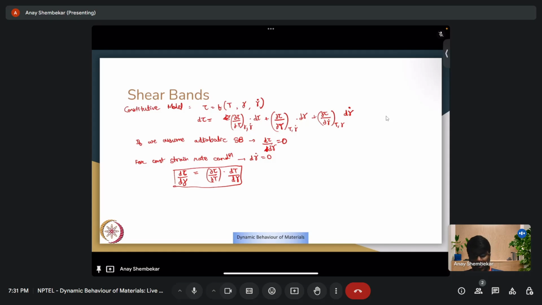If we are interested in finding the increase in temperature, we have the increase in deformation energy.